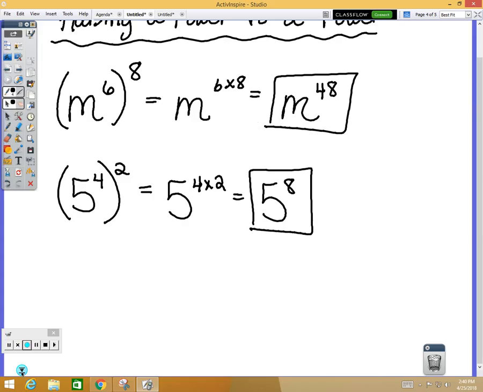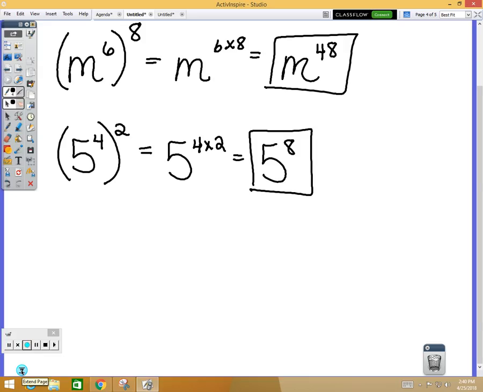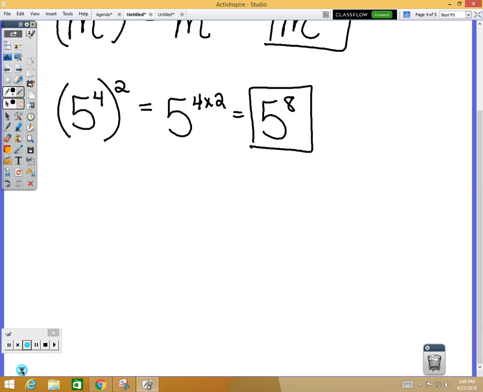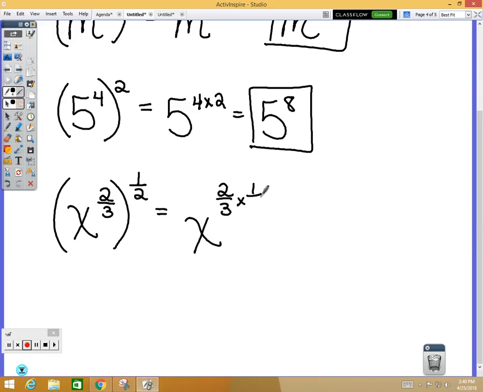Now we saw some in previous lessons, and I told you to skip over them, where our exponents were fractions. So if we see those fractions, like let's say we have x to the 2/3 power, and I raise this whole thing to the 1/2 power. This looks like it'd be horribly confusing. But remember what the rule is. The rule is keep your base and multiply the exponents. So if we keep the x, we're going to do 2/3 times 1/2.